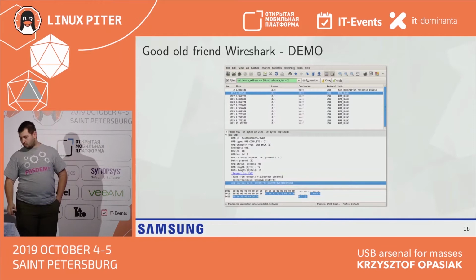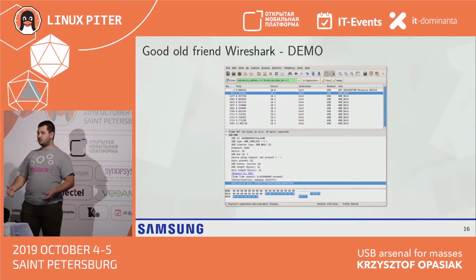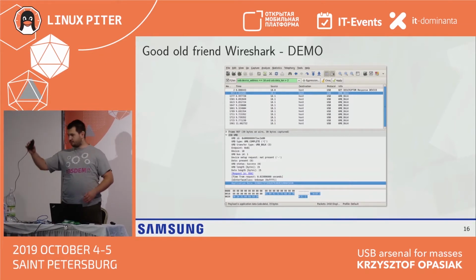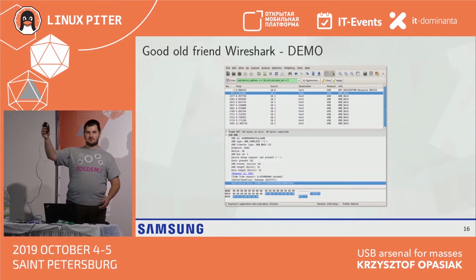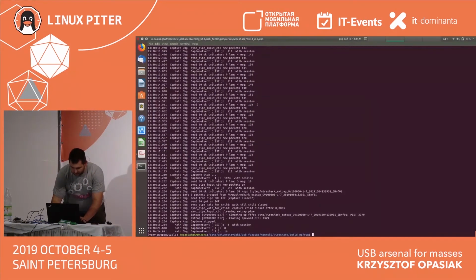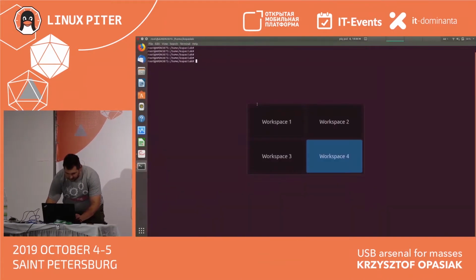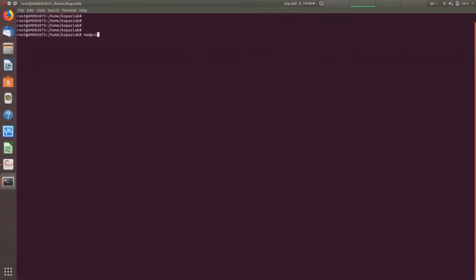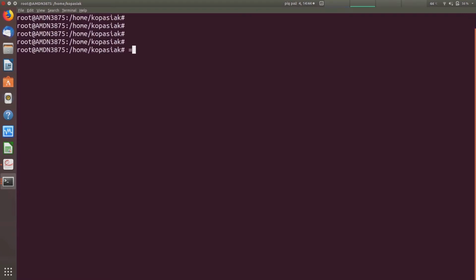So, our good old friend Wireshark. What do we need to do if we would like to sniff some traffic? What I have here is just a USB mouse, a standard one. And let's try to see what happens.